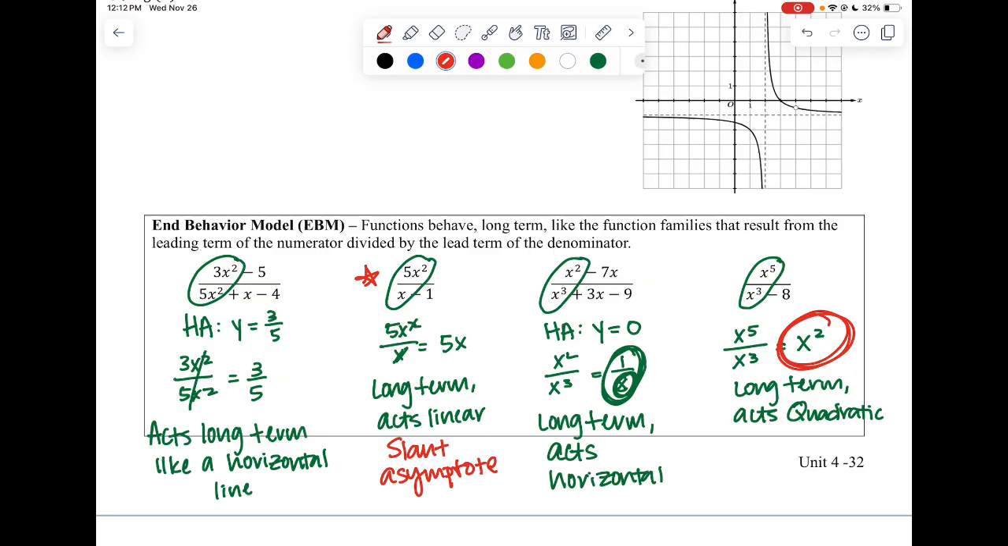Now, one thing that I'm going to preface and say is that what we've discovered is that long-term, these are going to act like these other function families, but that doesn't necessarily mean that that is the specific equation of the line that they're going to act like. So for instance, this acts linear, it might not act like 5x. That's not necessarily the equation of our asymptote. Same thing here, it's going to act quadratic. That doesn't mean that the equation of that asymptote is x squared. So we need to do a little bit more work to figure out what that's going to be.